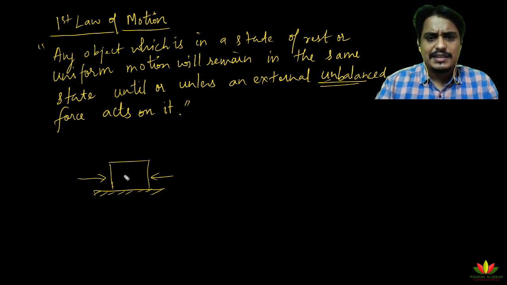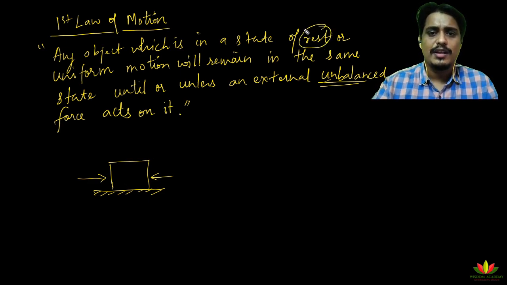Someone can say, sir, what if an earthquake comes? What if a huge wind comes? Even the earthquake or the wind is a kind of force only. So until or unless an external force is active on a body, the body tends to remain in the state of rest or in a state of uniform motion. This is known as Newton's first law of motion.